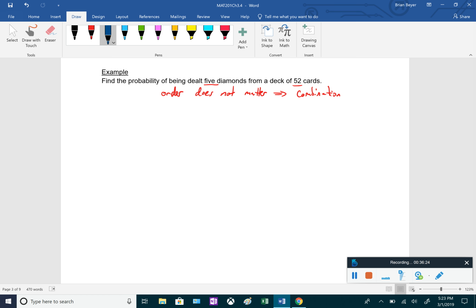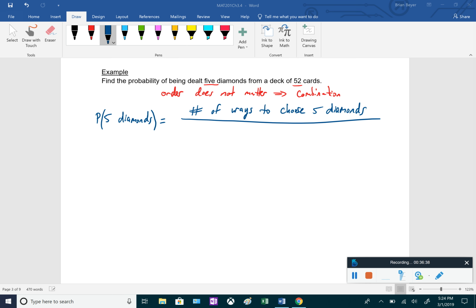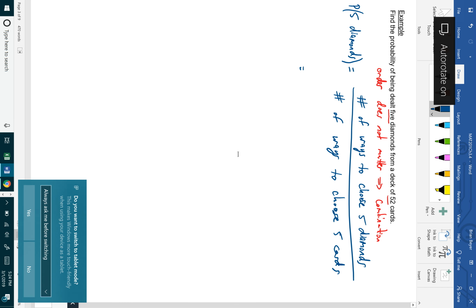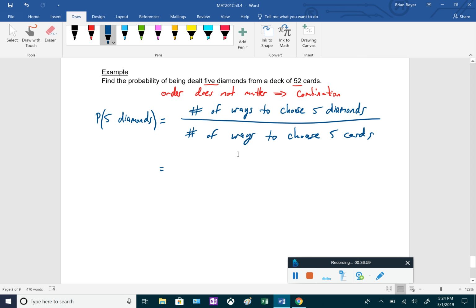Okay, so what we're going to be doing is the probability of getting 5 diamonds. That's going to equal the number of ways to choose 5 diamonds divided by the number of ways to choose 5 cards. Okay, so hopefully that makes sense. It's the number of ways that we can get our desired outcome divided by the total number of outcomes. That's all that is. We've done that before.